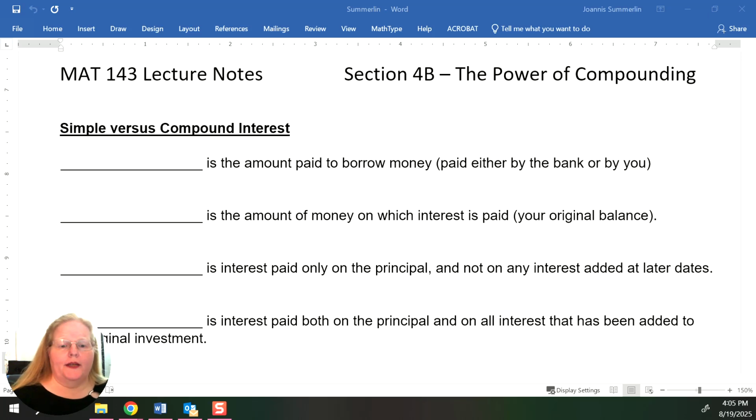Okay, so now we're ready to start Module 2, which is all about money, and you might have already started Module 2. We might have talked about budgeting some already. It's supposed to have been introduced already.